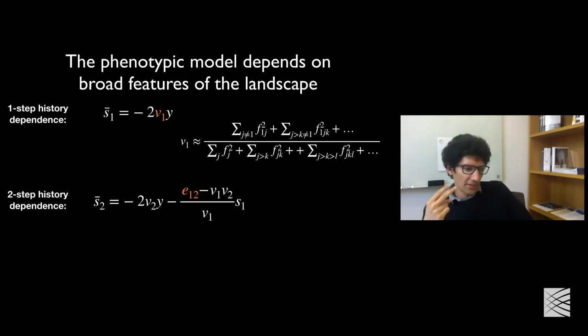When you look at two steps, right? So you have one mutation, and then you're looking at the fitness effect of the subsequent one. It turns out that you again see this linear relationship with the current fitness, but then you can expand this further and you have a dependence on the fitness effect of the prior mutation. And there are some complicated dependencies that come about here. But the key point is that these coefficients that you see here are global features of the landscape.